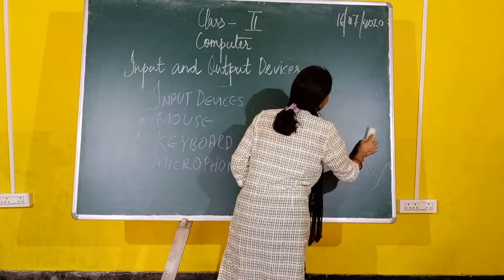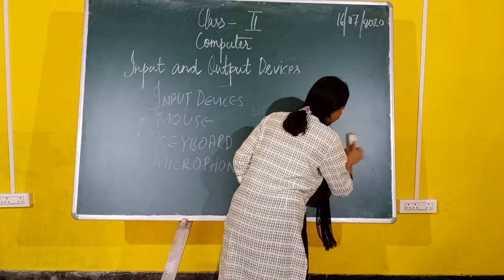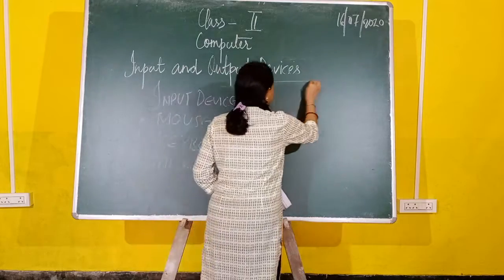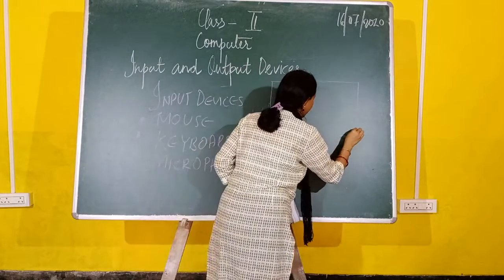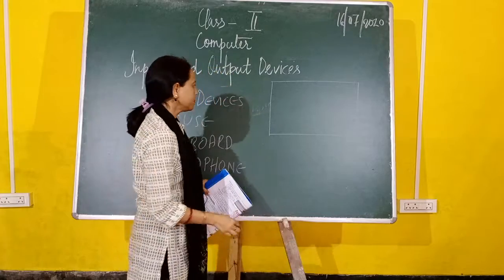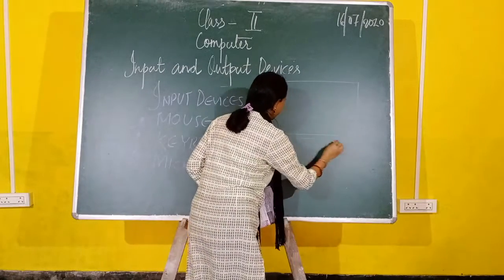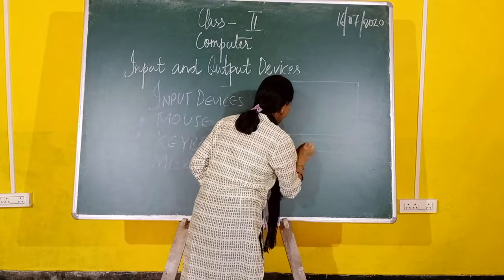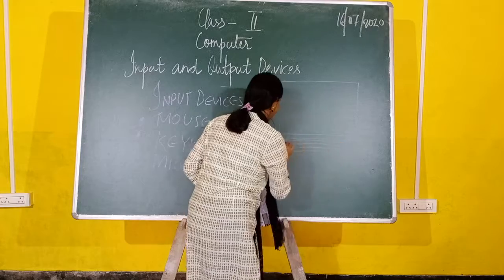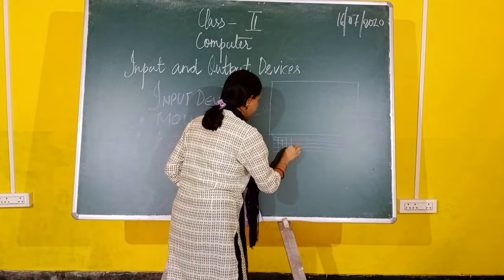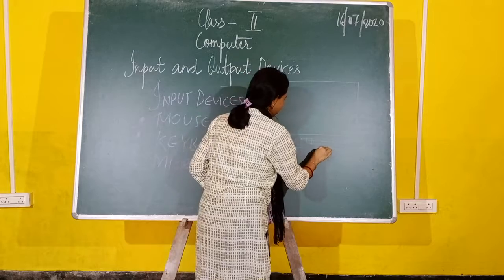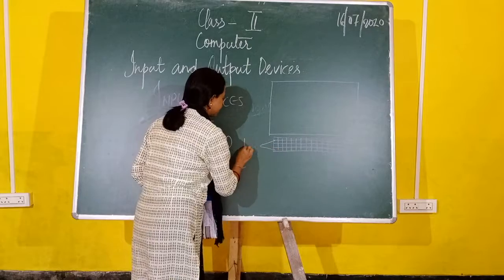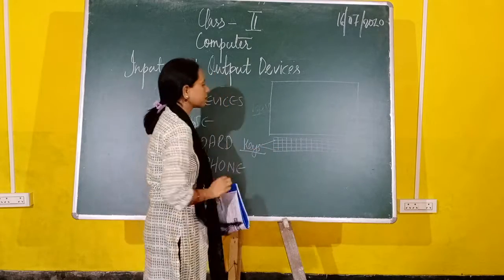Now the second is your keyboard. Why is the keyboard known as an input device again here? Again I'll make a monitor. Okay, this is a monitor. Now here we have a keyboard, a board on which you can see small buttons, and these buttons are known as your keys. Okay, there are small buttons on this board. These buttons are known as keys. So this is called your keyboard.